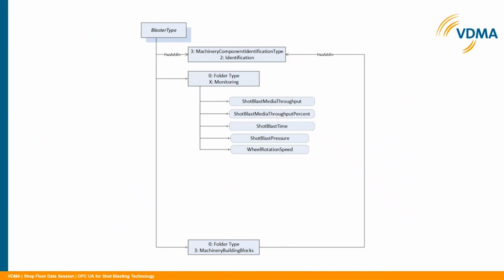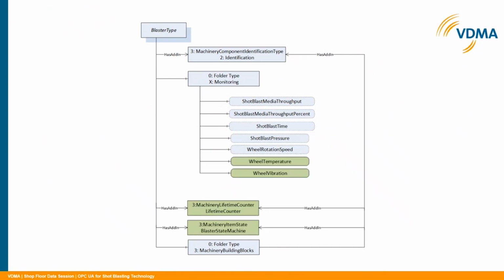I want to give you one hint at this point. If you are implementing the companion specification for shot blasting technology, then you have, as you see, a base of the information that you need for your machine. But if your machine has a few more parameters, some special features and so on, then it's no problem at all to extend this information model. As long as you don't change standardized nodes that we've defined in the companion specification, you can add anything you want.